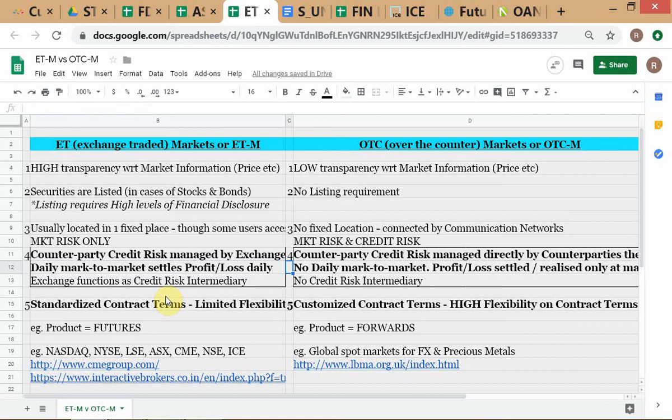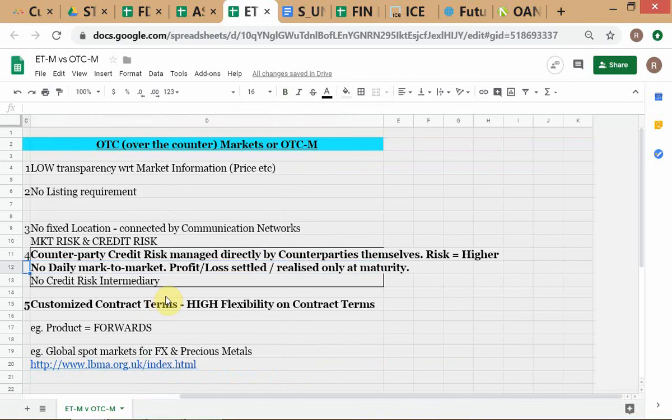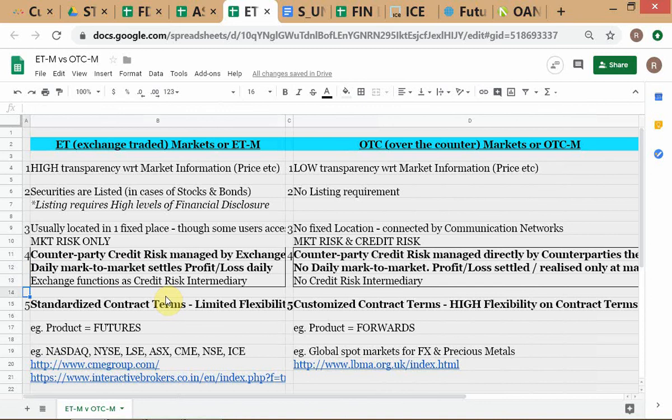So you already have access to this framework? Yeah. So this is basically the most important difference, okay? This is the most important difference between exchange traded markets and OTC markets, okay? Another example, I'll just briefly cover it, which is very simple: the difference is that in exchange traded markets, everything is standardized.